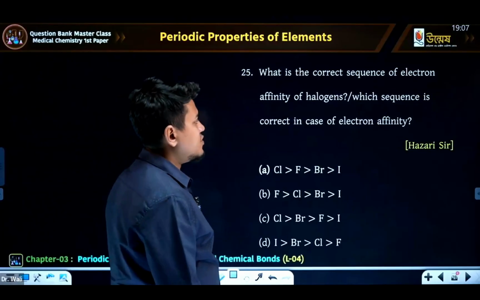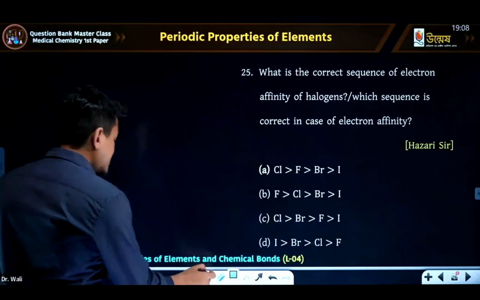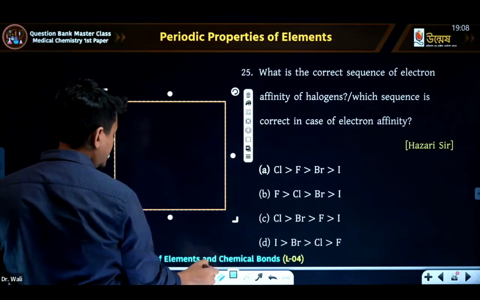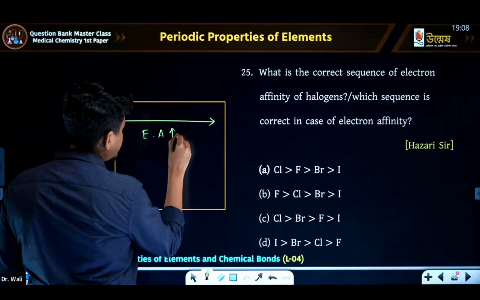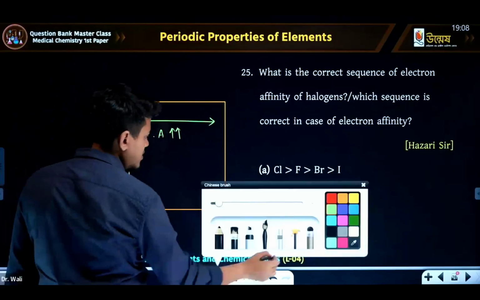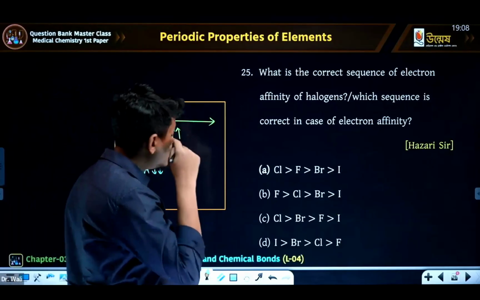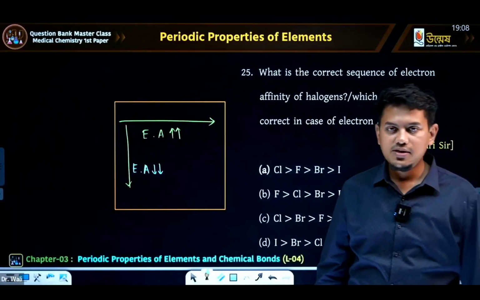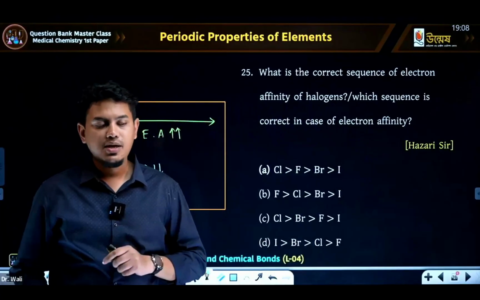What is the correct sequence of electron affinity of halogens? Which sequence is correct in case of electron affinity? Okay, let's clear it. For electron affinity, from left to right, electron affinity will increase, and from top to bottom, electron affinity will decrease. So by that, we can say that fluorine should show higher electron affinity than chlorine, right? Since fluorine is located above chlorine, but it does not happen this way. There is an exception.